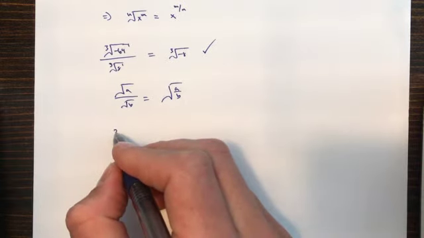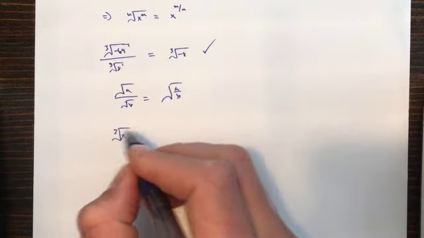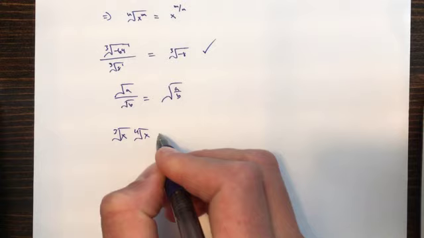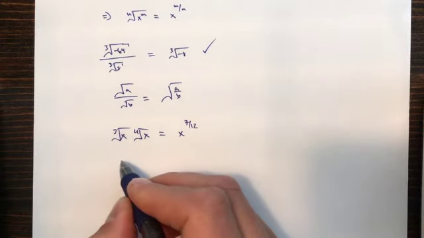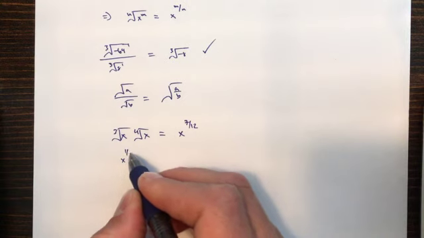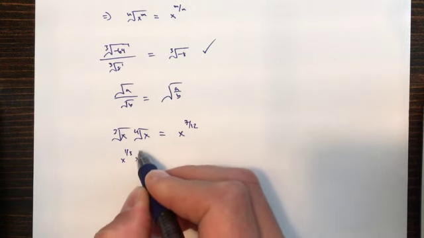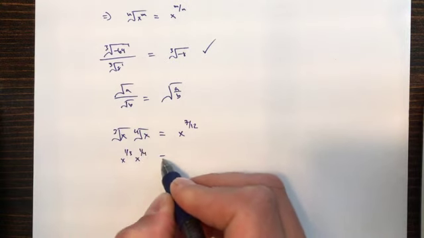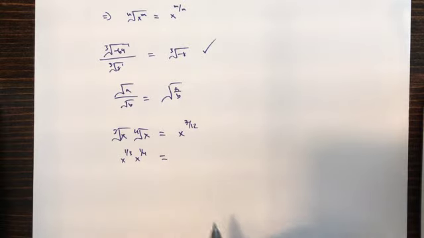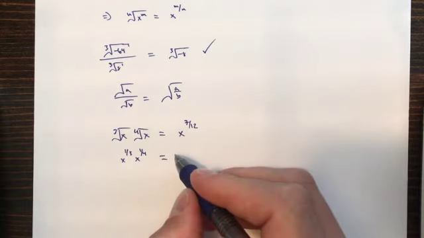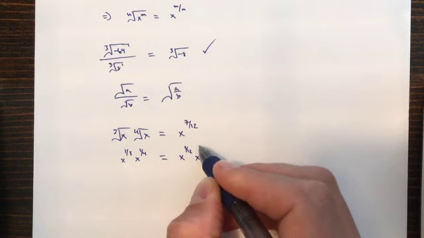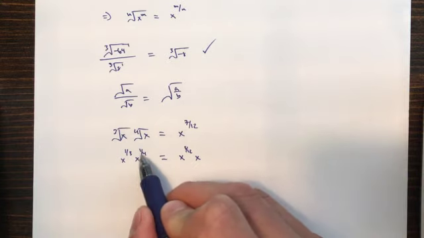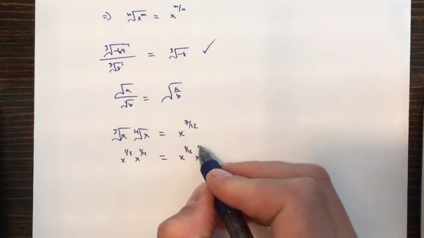Finally, we have the cubed root of x times the 4th root of x is equal to x to the 7/12. So first of all, we can convert these to exponent form. So x to the 1/3 and x to the 1/4. And then remember that you would add these exponents. So that would be x to the 3/12 and x to the, let's see, this is 3/12 and this is 4/12.